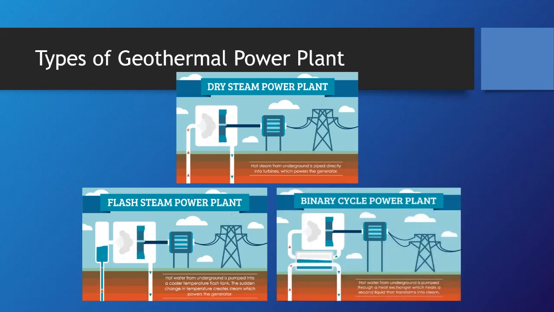And the third type is what we call the binary cycle power plant. Hot water from underground is pumped through a heat exchanger which heats a second liquid that transforms into heat. So these are the types of geothermal power plant.